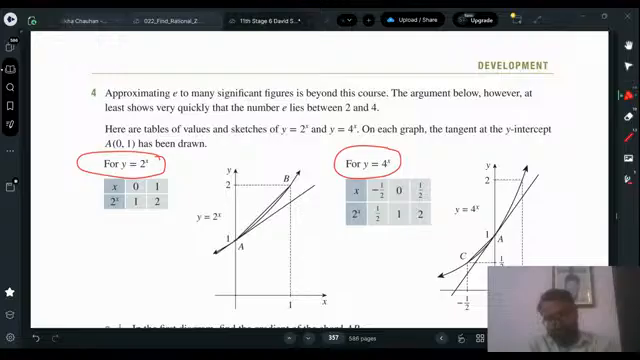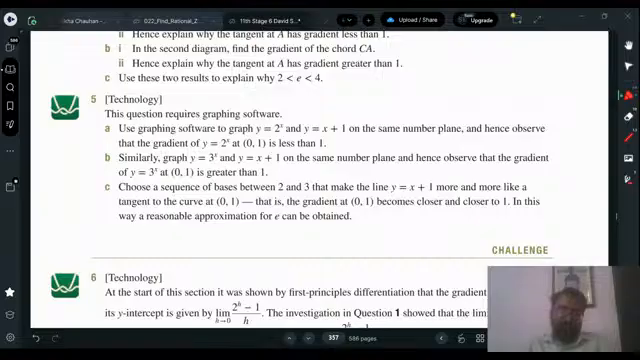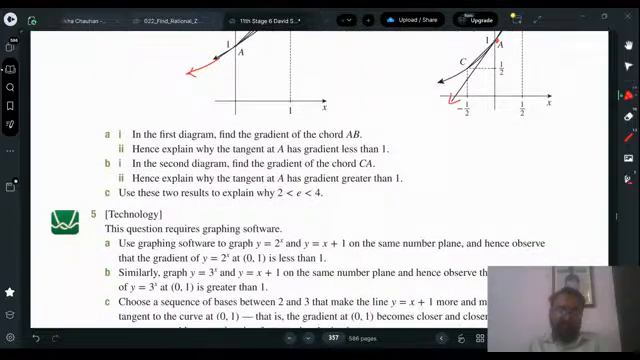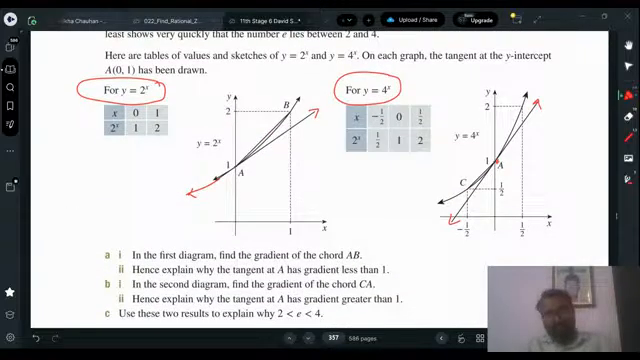Okay. Is it clear? One is 2 power x and one is 4 power x. On each graph, the tangent at the y-intercept (0, 1) has been drawn. So in this case, they are the tangent lines. They drew these two tangent lines. In the first diagram, can you read the first question of the first point?